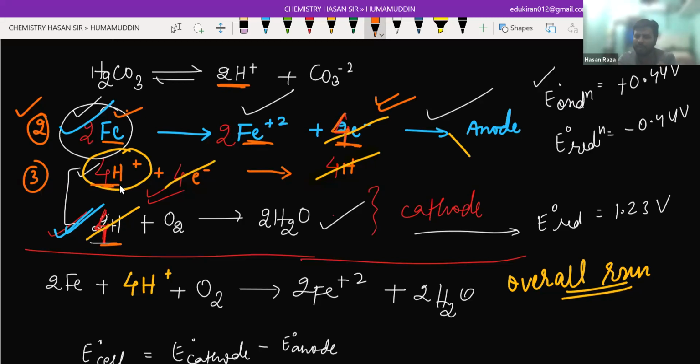Now, where do 4H+ come from? Carbonic acid. From here, you need to do balancing as well. Are you getting my point? Yes, sir. So if you multiply it by 2, this will be 4 and this will be 2H2CO3. So 4H+ will come and gain these 4 electrons and become 4 hydrogen atoms, not molecules. And these 4 hydrogen atoms will come in contact with O2 that is present on the surface from the surrounding.